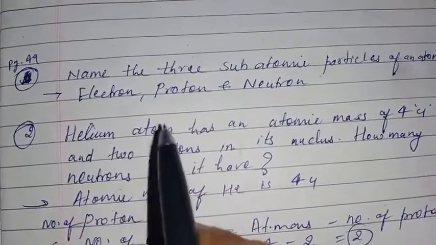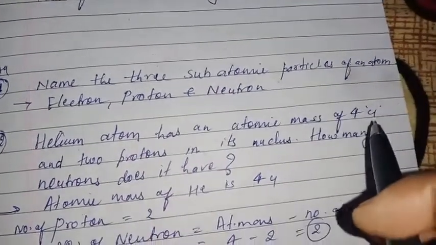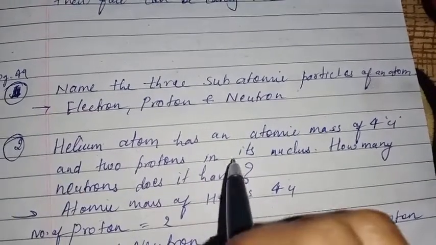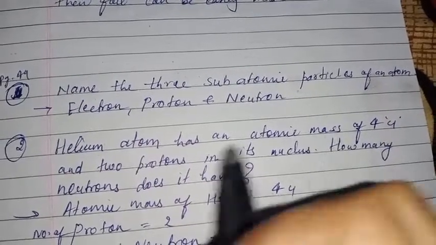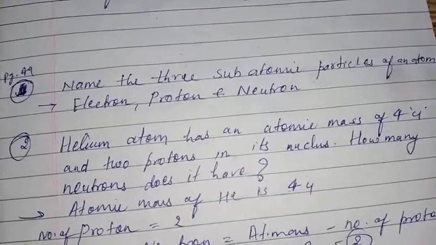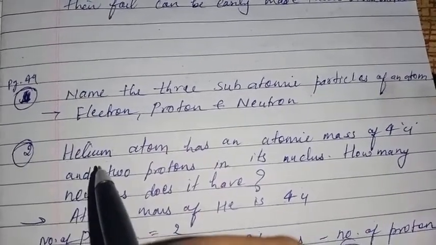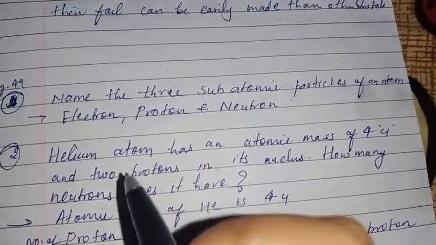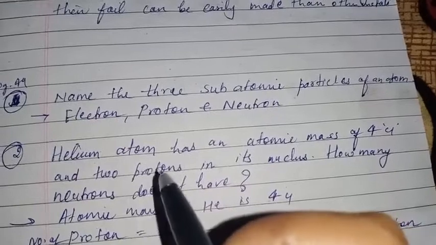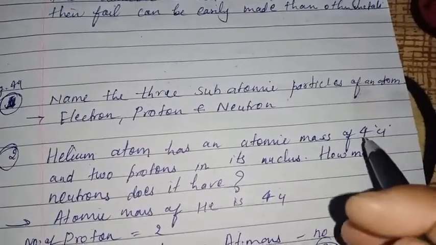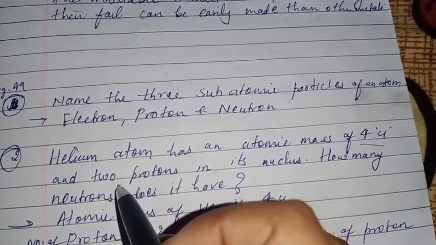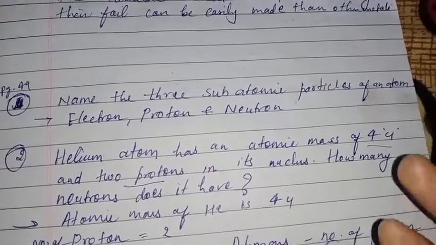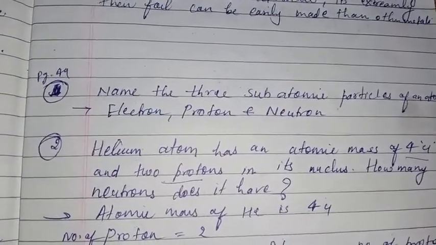Now next is, helium atom has an atomic mass of 4u and 2 protons in its nucleus. How many neutrons does it have? So in the question, what is given? A helium atom is there, which has an atomic mass of 4u, and you are also given the number of protons, which is 2. Then it is asking how many neutrons it has, that is, to calculate the number of neutrons.